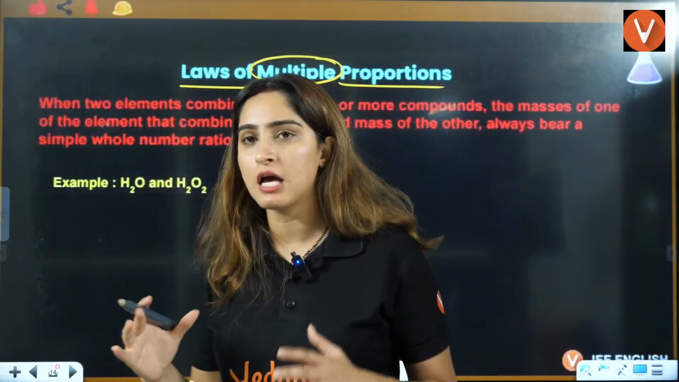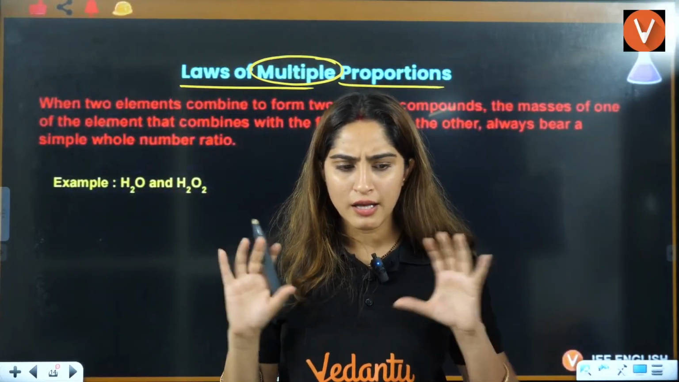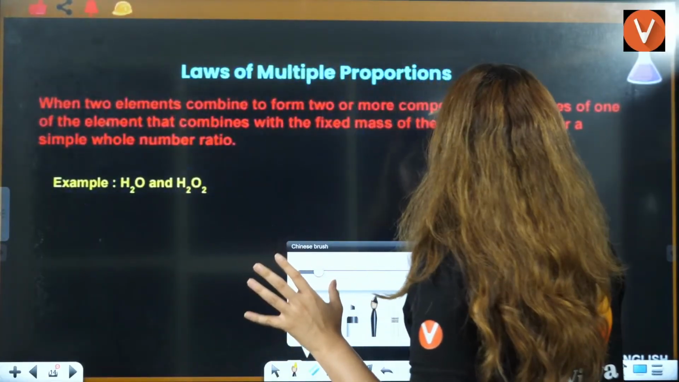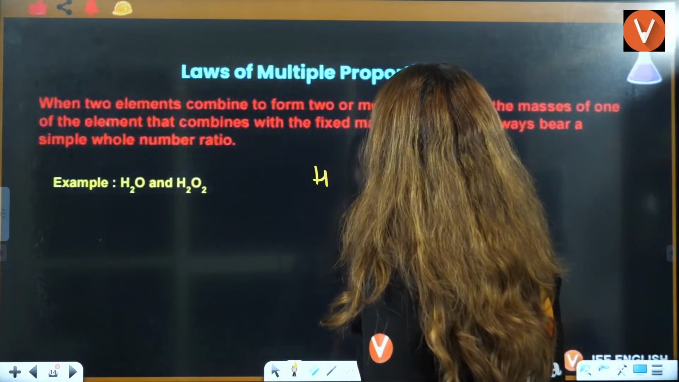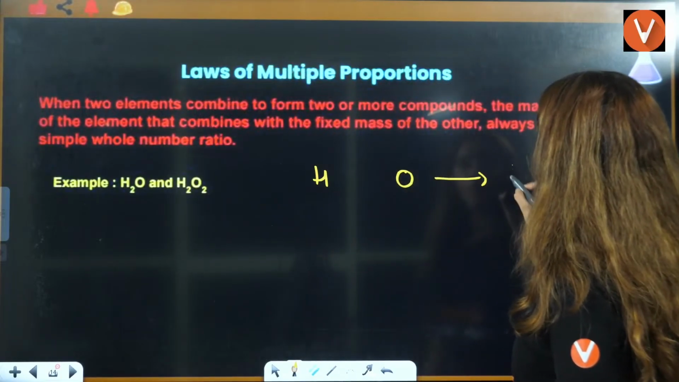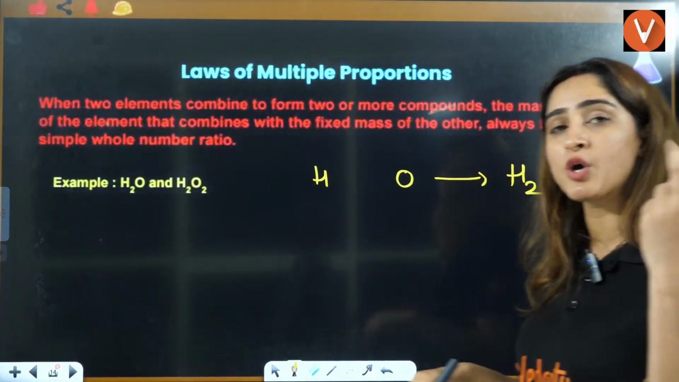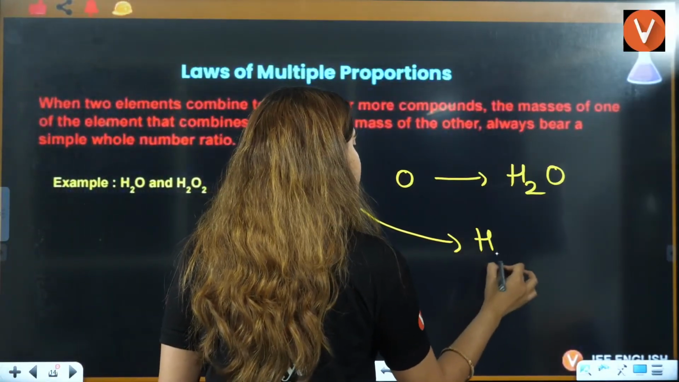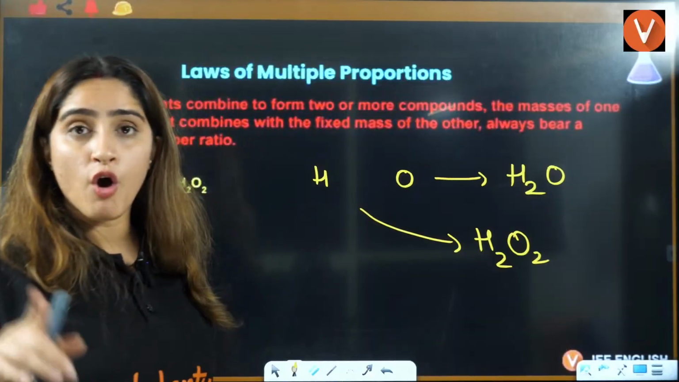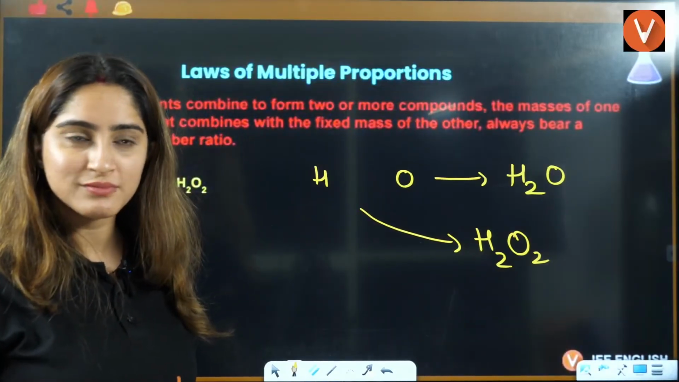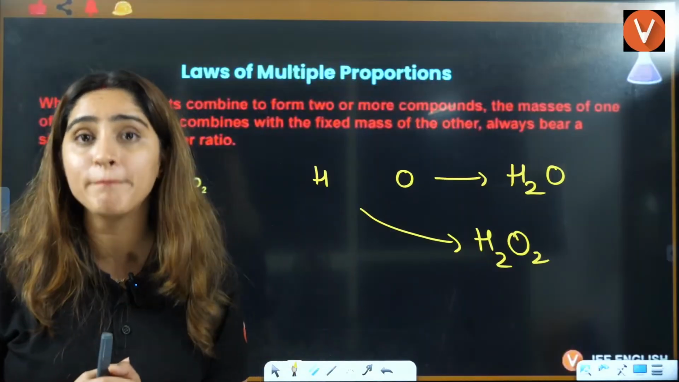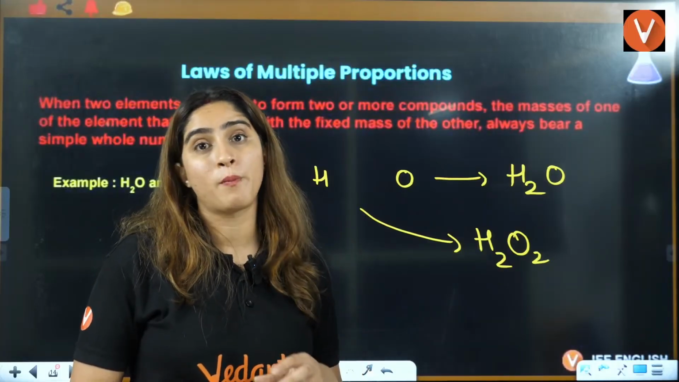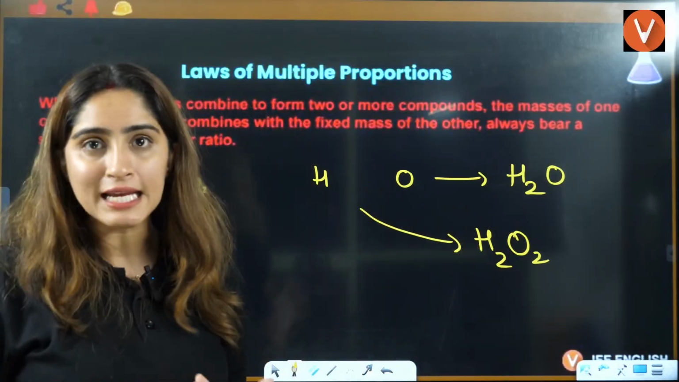Multiple proportion, guys, law of multiple proportion. Now, in simple language, I'll tell you what it means. So we are saying that you have hydrogen and oxygen. If you're mixing these in the ratio H2O, where you have 2 atoms of hydrogen and 1 atom of oxygen, you will get one compound. If you're mixing in this ratio, 2 atoms of hydrogen, 2 atoms of oxygen, you will get a different compound. This is water, this is peroxide. Their chemical properties, their physical properties, their structure, everything is different, right?